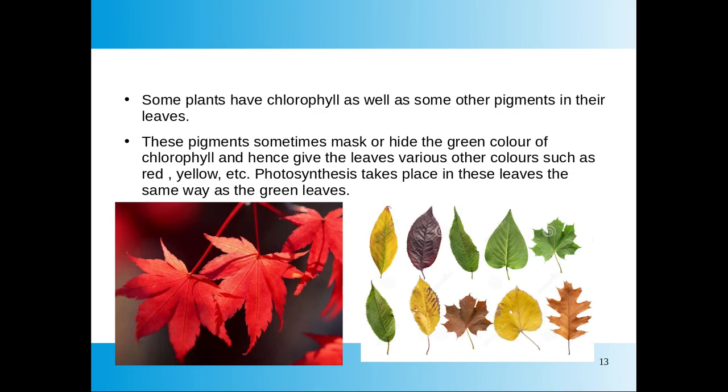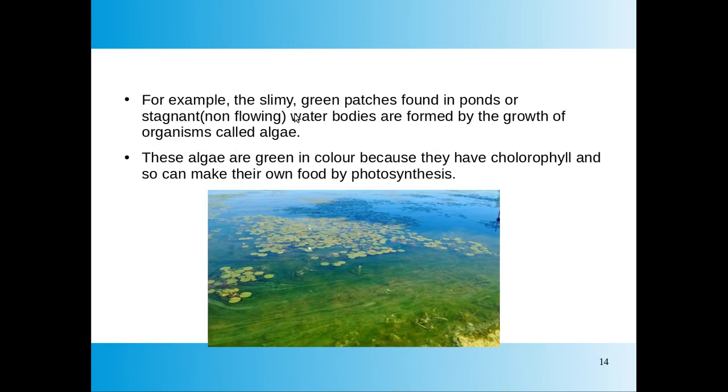But photosynthesis takes place in these leaves in the same way as in the green leaves. So, these colored leaves also carry out photosynthesis like the green leaves. Now, let us know about another type of plants. All of you have seen green slimy patches on ponds or stagnant water bodies. These are formed by the growth of organisms called algae. These algae are green in color because they have chlorophyll and they can make their own food by photosynthesis.